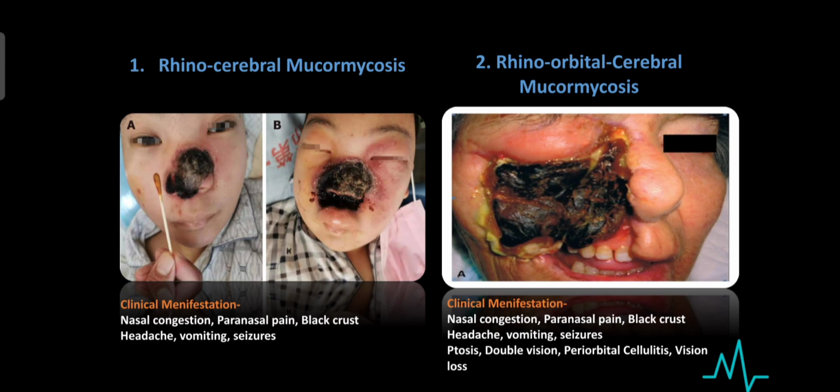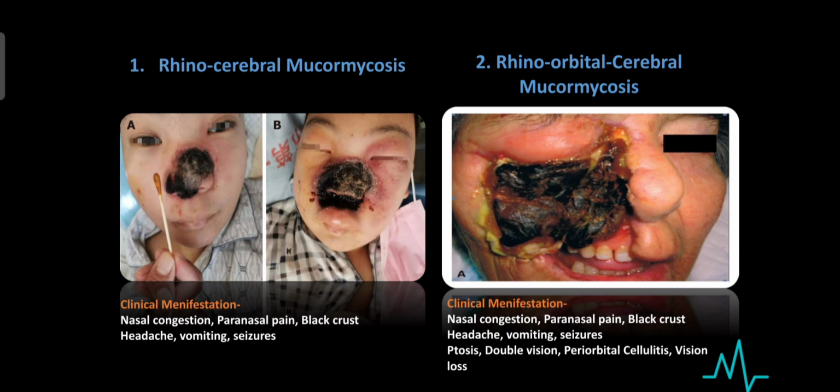So, rhinocerebral mucormycosis, as the name suggests, rhino means the nose, and cerebral means your brain is involved in this particular mucormycosis. As you can see in this patient, the nose is involved, and you can see the necrotizing tissue of the nose. Almost most of the nose has been eaten by the fungi, and ultimately it can reach the cerebral region also, right?